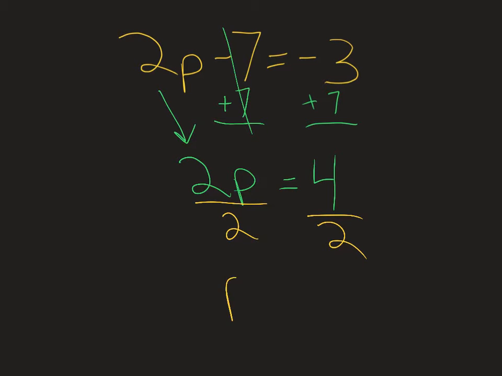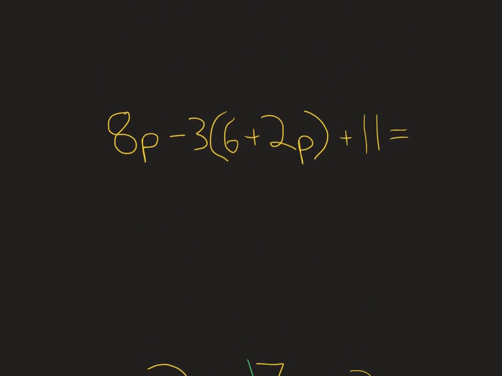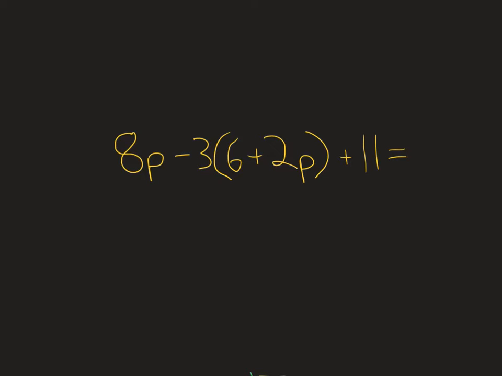Throw in some yellow. Okay, I'm going to divide off that 2 so it cancels, and I end up with p equals 2. Now that's super simple, and you guys know that, right? It's just a two-step. Well, what if we now come up here, let me go ahead and solve this expression. Let's simplify this expression.